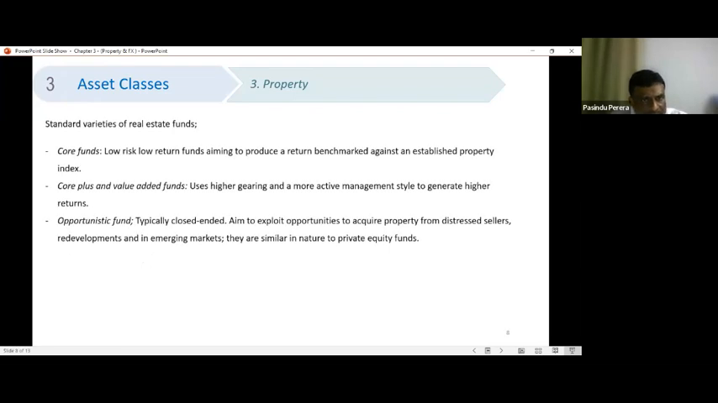varieties of real estate funds. Core funds: low risk, low return funds aiming to produce a return benchmarked against an established property index. In the Sri Lankan context, I don't know how these work, but what it says is there's a property index. So we benchmark with that property index's performance, and you can have a fund to benchmark that, and that would be a low risk, low return fund, right? So that sort of fund can be formed.